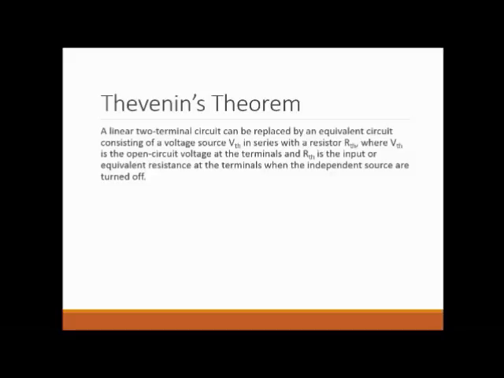Now coming to one of the most important theorems, that is Thevenin's theorem. A linear two-terminal circuit can be replaced by an equivalent circuit consisting of a voltage source VTh in series with a resistance RTh, that is the Thevenin resistance, where VTh is the open circuit voltage at the terminals and RTh is the input or the equivalent resistance at the terminals when the independent sources are turned off.